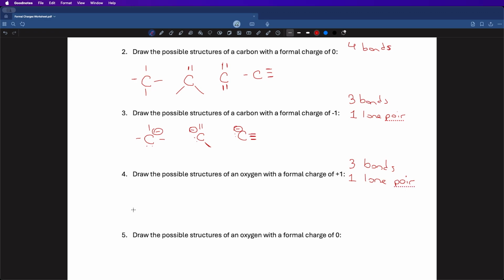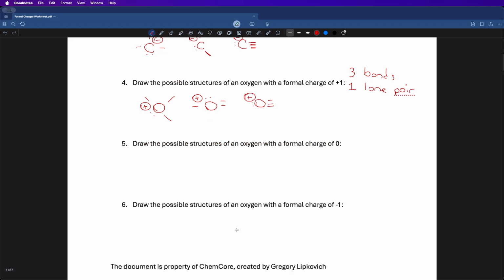And so we can arrange this in a couple ways. We can have oxygen with just single bonds, something like this, and a lone pair. And in this way, it'll have a formal charge of +1. We can also have oxygen with a double bond and a single bond, and then again a lone pair. This will also have a formal charge of +1. We can also have an oxygen with a triple bond, forming 1 lone pair and has a formal charge of +1.